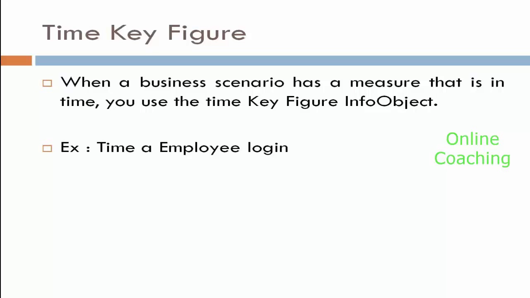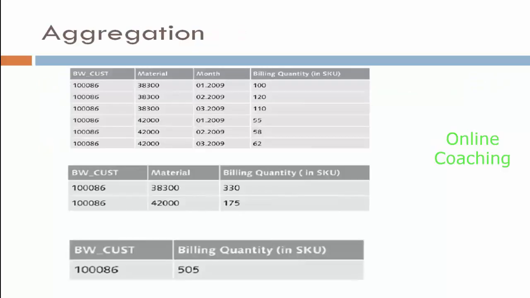Then we have aggregation. Whenever you create a key figure, by default, whatever data you load into the key figures will be aggregated. What does it mean? Not exactly duplicate values, you can say repeated records will be summarized. So how will it be summarized? Let me show you one best example here.